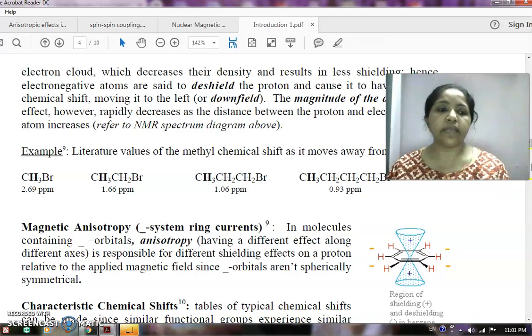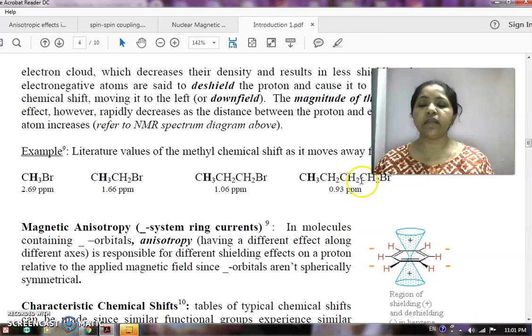Okay. So next we will go for spin coupling and magnetic anisotropy. That is also a different topic, so we will discuss it there.